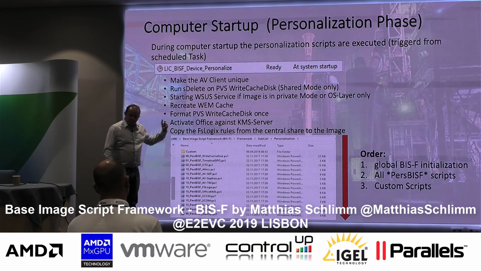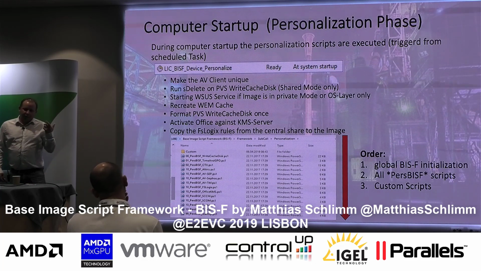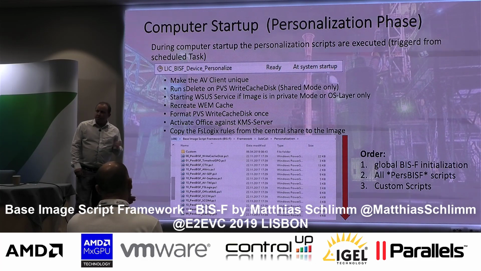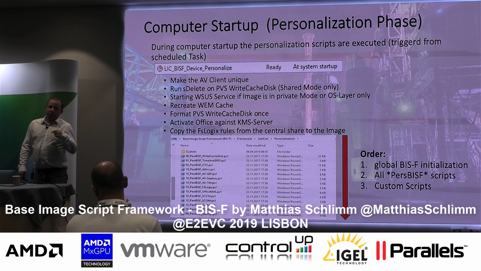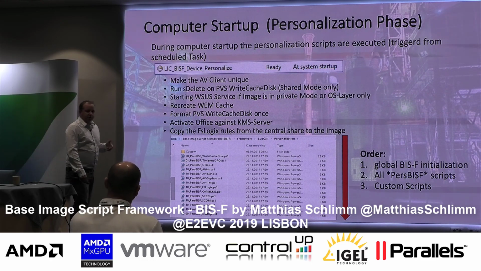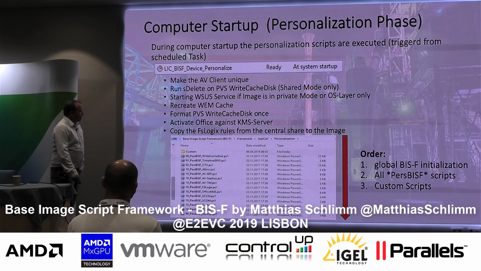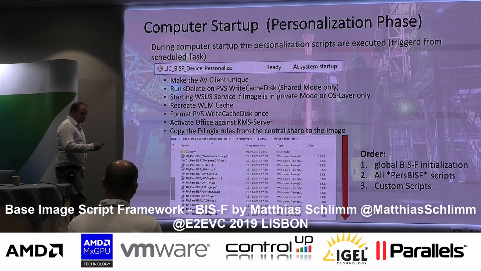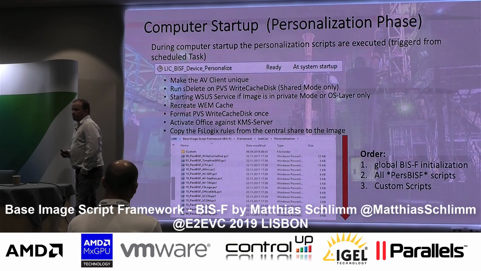Format previous write cache disk once. If you have multiple devices deployed, normally you have a fresh new write cache disk attached. If it's already formatted, nothing happens. But if it's a raw device, BIS-F detects this disk, formats the disk, and reboots the device once. That's all. So that means you can deploy an image without pre-formatting the write cache disk, and you can also run BIS-F to configure it and format the disk. Okay, that was the reason for the 6.1.3.